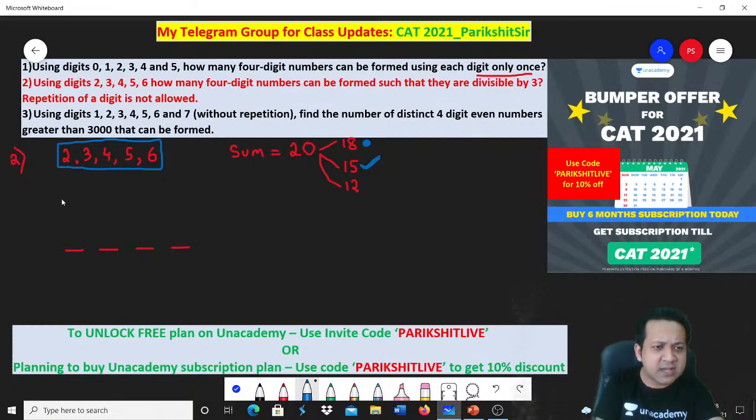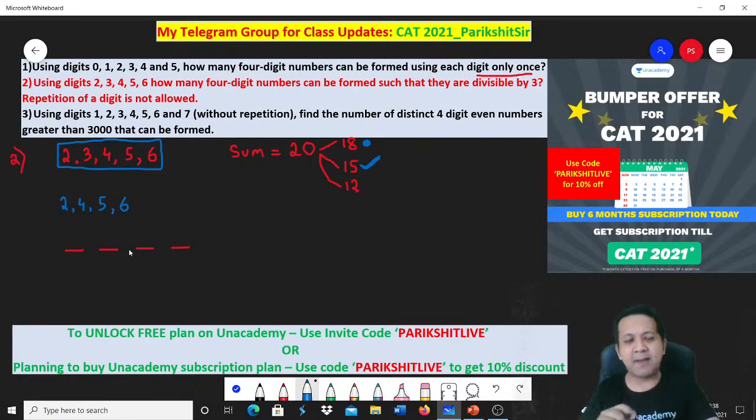In other words, if you have the digits 2, 3, 4 and 6, you can get the sum as 15. Do you agree on this? So 2 plus 3 is 5, 9, 15. Okay, so you can get the sum as 18 and as 15.